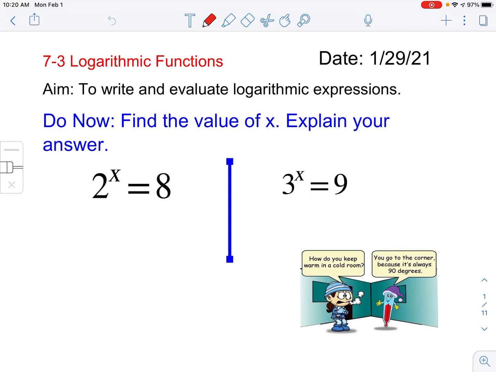Okay, welcome to my video on 7-3 logarithmic functions. So today we're going to introduce a new type of function that will help us solve exponential equations going forward.